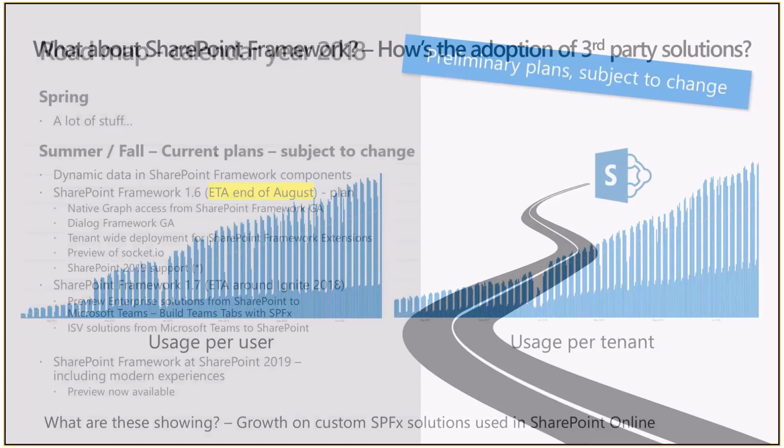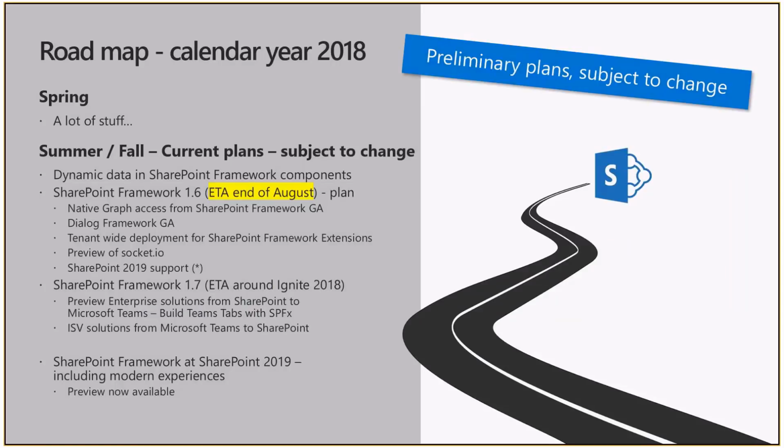There we go. Quick update on the roadmap. We did have a monthly community call earlier this week, but just updating some items from here. So SharePoint Framework 1.6 will go out at the end of August.